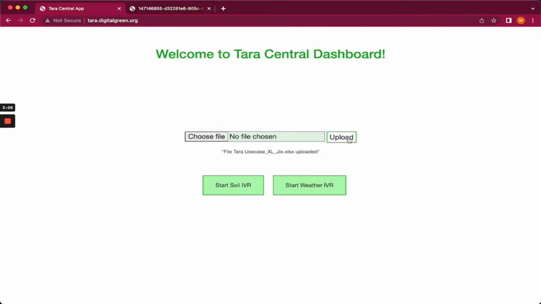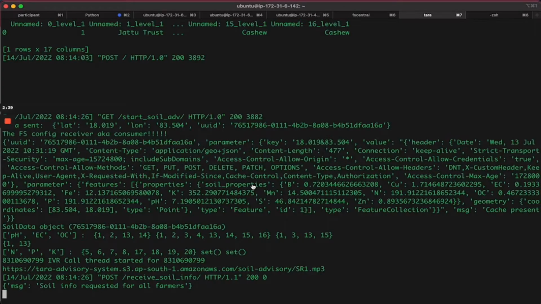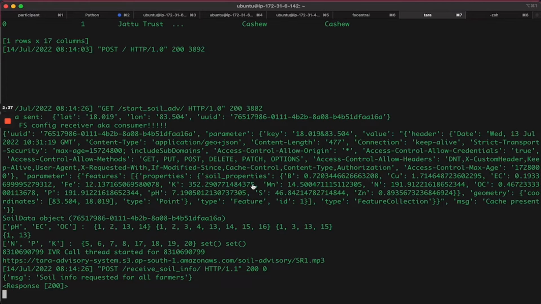And once the file has been uploaded, the FPO can start the soil IVR, which would collect the information of soil from ISRIC and would trigger an IVR for all the farmers in that particular file. Here, as you can see, the soil IVR has started and I have received a response, and there is a call which has been initiated and I have received a call.